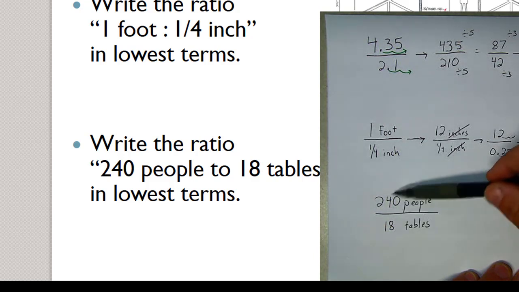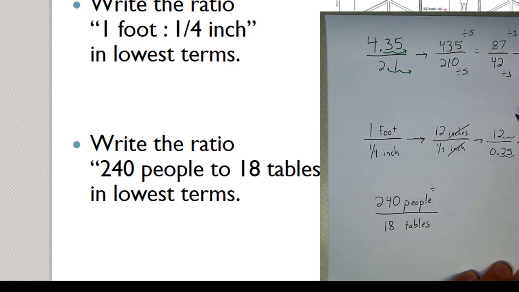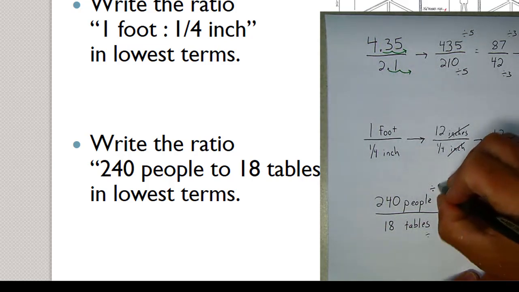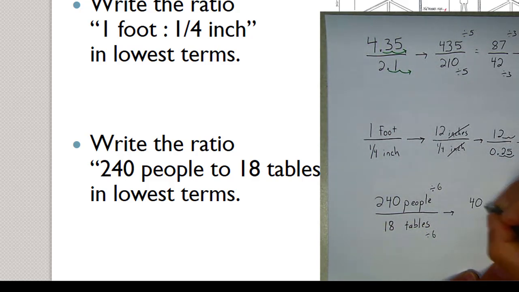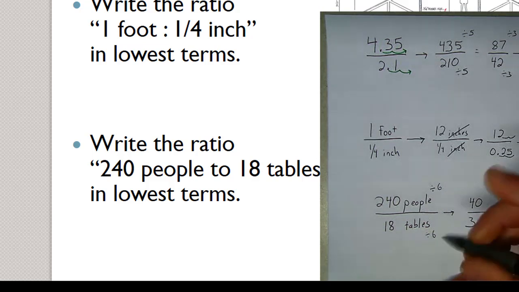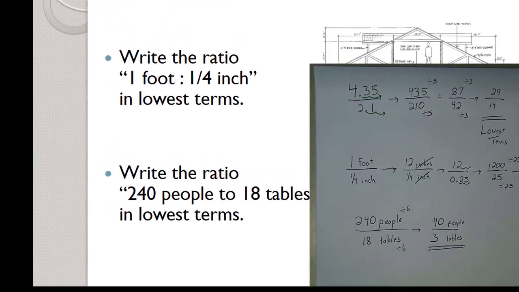But we can reduce 240 over 18. Those both certainly reduce, and they both divide by 6. And if we do that, we end up with 40 over 3. Now, since the units didn't cancel, they have to stay on there, so that's 40 people for every 3 tables. There, and we've got that in lowest terms.